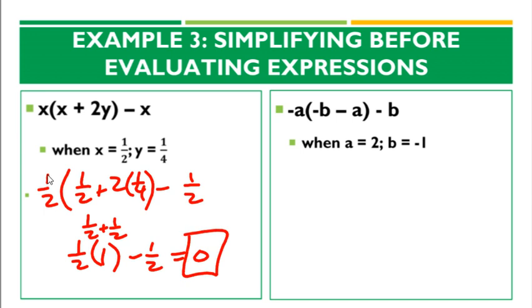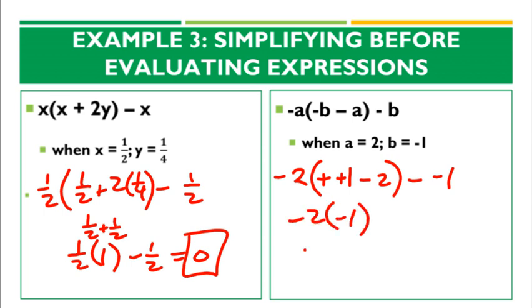Next one, plug in 2 for A and -1 for B. So -2 times (-1 minus 2) minus (-1). So this is just a +1 in here. 1 minus 2 is -1. Times -2 is +2. Plus 1 gives us an answer of 3.